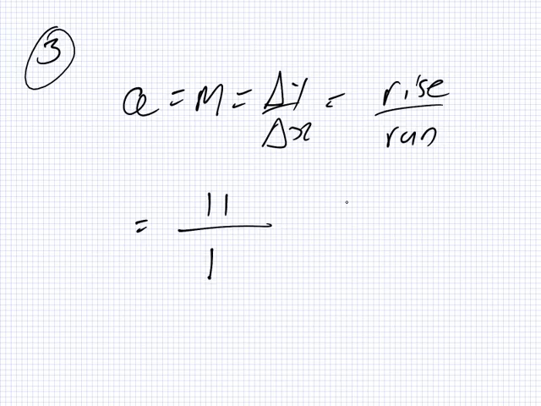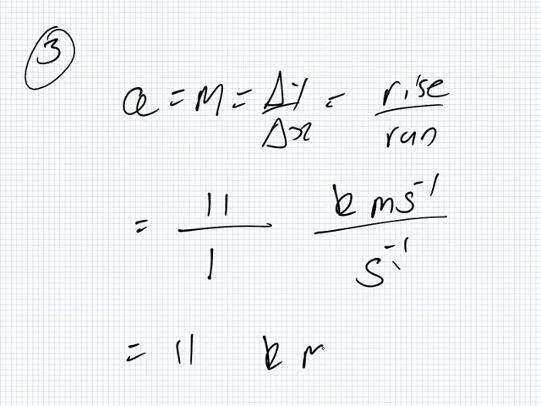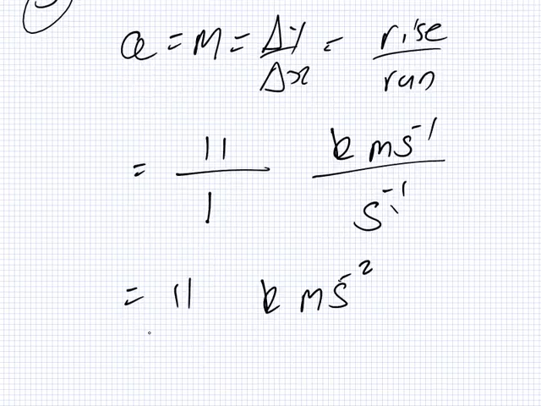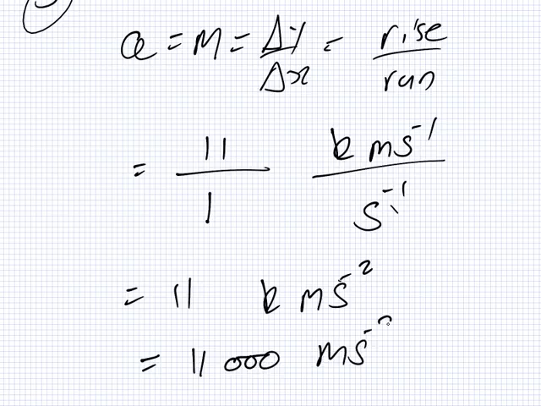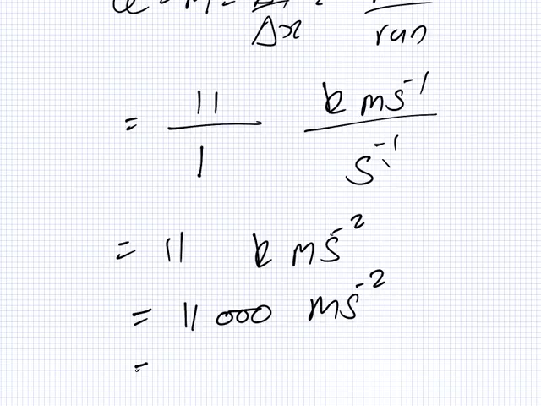Now you have to be careful though, because the unit is kilometers per second per second. So it's 11 kilometers per second squared. And if you wanted that in meters per second squared, it'd be 11,000 meters per second squared. Or if you want to use your scientific notation, it'd be 1.1 times 10 to the 4 meters per second squared.